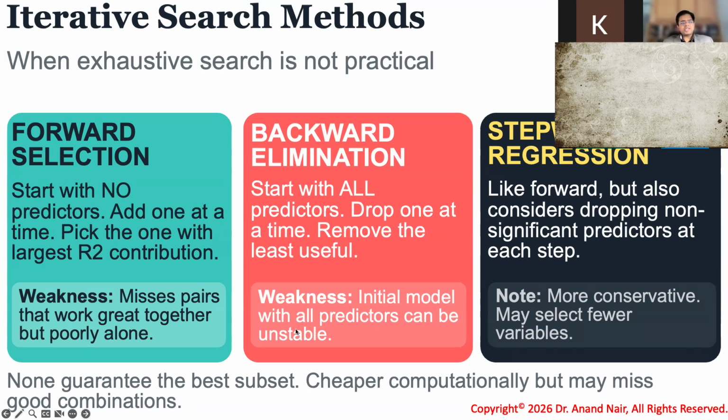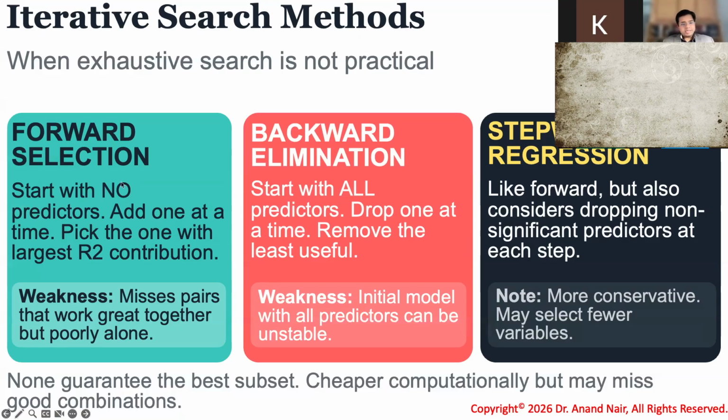Now, forward selection is when we start with no predictors in the model. We just have a constant. So in regression, there's a constant, all the predictor variables, and there's an error term. So what we do is we start with no predictors and then add one variable at a time. And we choose that variable which has the largest R-square contribution to the model. So this is where we basically add one at a time and then see which one adds to the R-square the most. That's the most important. And then keep doing this.